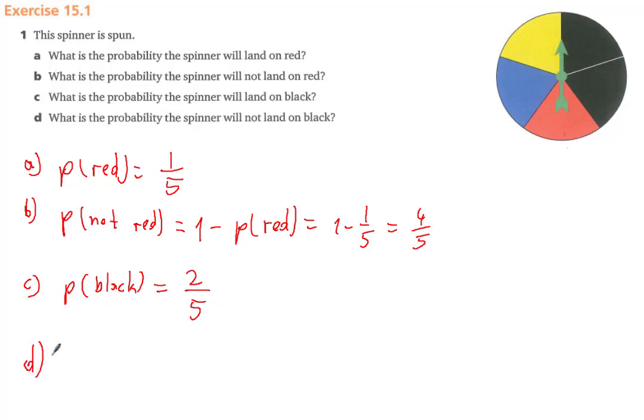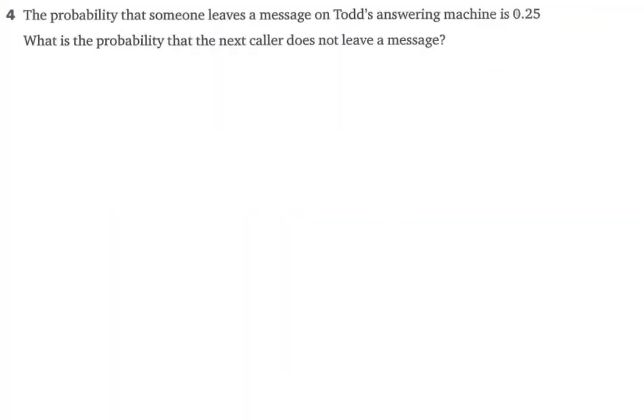Question D. What is the probability the spinner will not land on black? Probability the spinner will not land on black, so not black, will be 1 minus 2 over 5. So this is 3 over 5. All right, let's go to the next exercise.